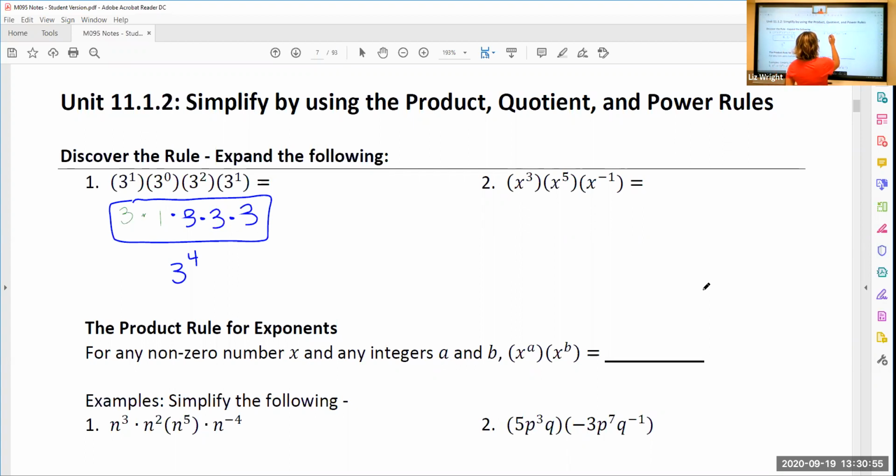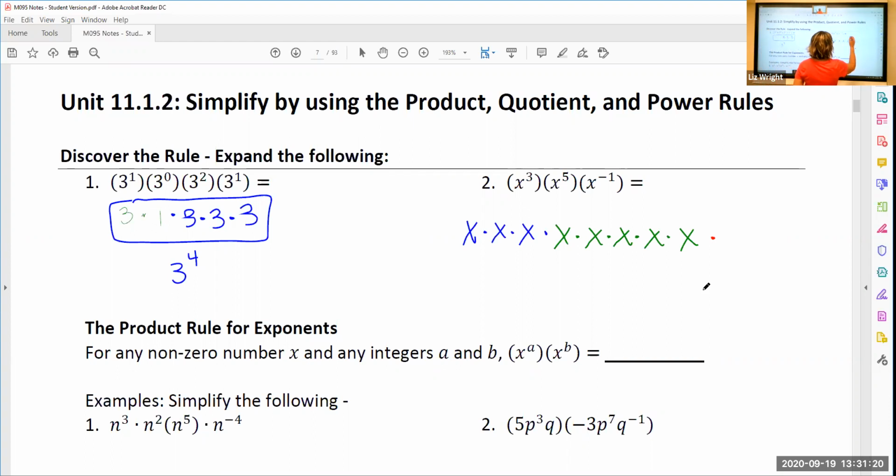So this next one, it says x to the third, so we're going to take x times x times x. And then for our next piece, we're going to have x times x times x times x times x, for 5 of them. And then for that last one at the end, my pen tool has gone away.